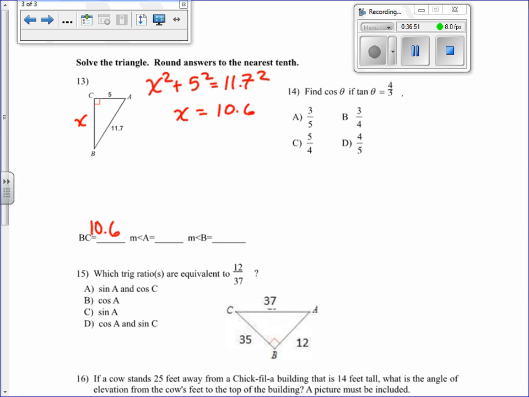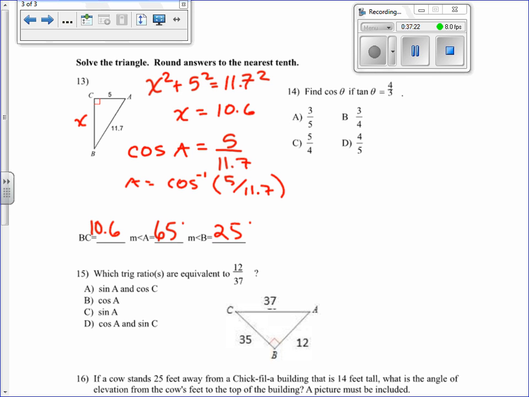And then I did a trig function to find angle A, so the cosine of A. So here's the case where you're going to do the inverse function. Alright, so we're going to do A equals inverse cosine of 5 divided by 11.7. And when you do that, angle A is 64.7, which we said we round angles up to whole numbers. And then this one would be 25. So you just subtract.